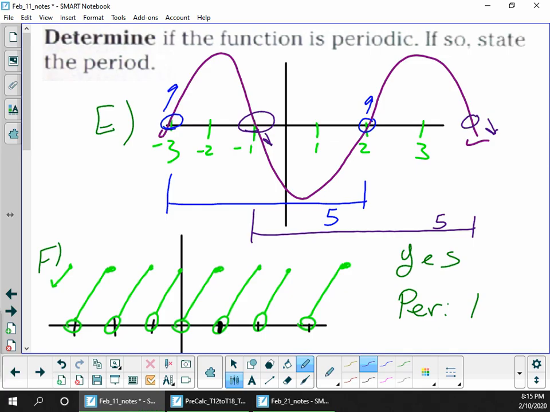Okay, what about our tops? Where are we at the tops? The top seems to be somewhere around -2 and around +3. That seems to have a distance of 5. So based on those, I would lean towards yes, it's periodic, just drawn badly by the guy who wrote on the board, and the period is 5.